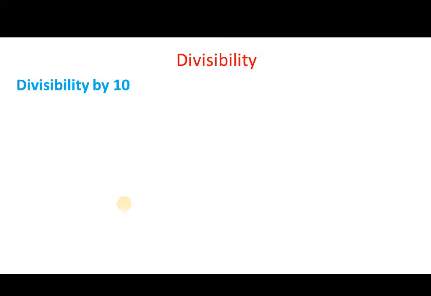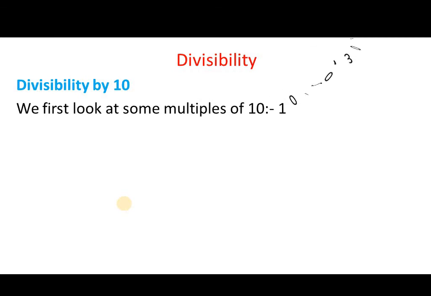So how do you know whether the number is divisible by 10 or not? Let us take some examples. Some examples of the multiples of 10 are 10, 20, 30, 40, 50, etc. These are the multiples of 10.